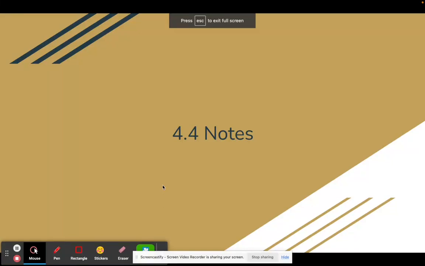So these are going to be our instructional notes for 4.4. Once again, if you haven't done so already, make sure you open up a Notability note and you've titled it 4.4. Our last section was all about our different types of consumers and producers. Now in this section, we're going to get into actually how energy is transferred throughout an ecosystem.